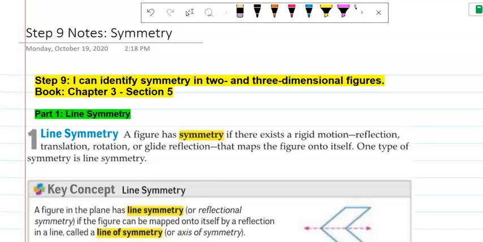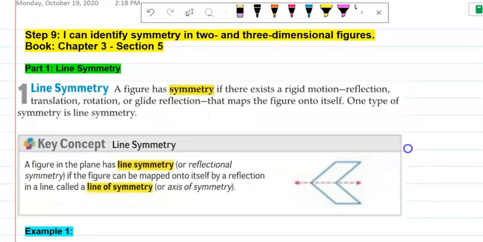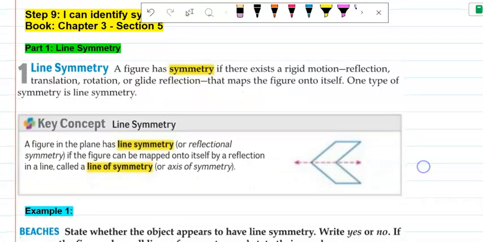Hello and welcome to step 9 for geometry, which is going to be all about symmetry. So we're going to talk about line symmetry in this first video, and rotational symmetry in the second video. For line symmetry, this is hopefully the symmetry that you've known for a while now.